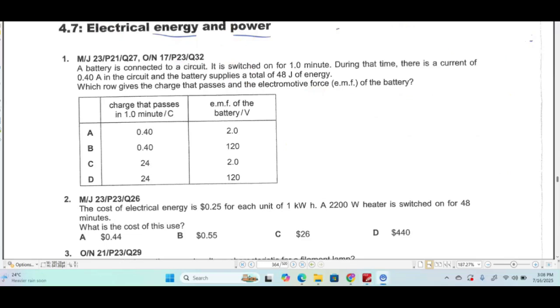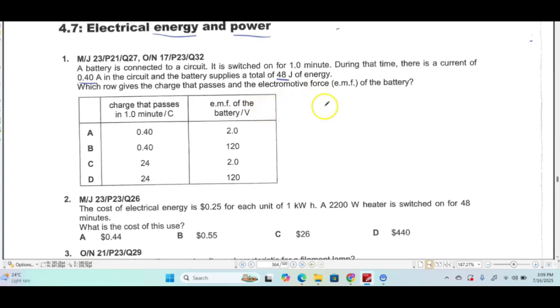Now, question number 1 states that a battery is connected in a circuit. It is switched on for 1 minute. During the time, there is a current of 0.40 amperes in the circuit, and the battery supplies a total of 48 joules of energy. Which row gives the charge that passes and the electromotive force of the battery?